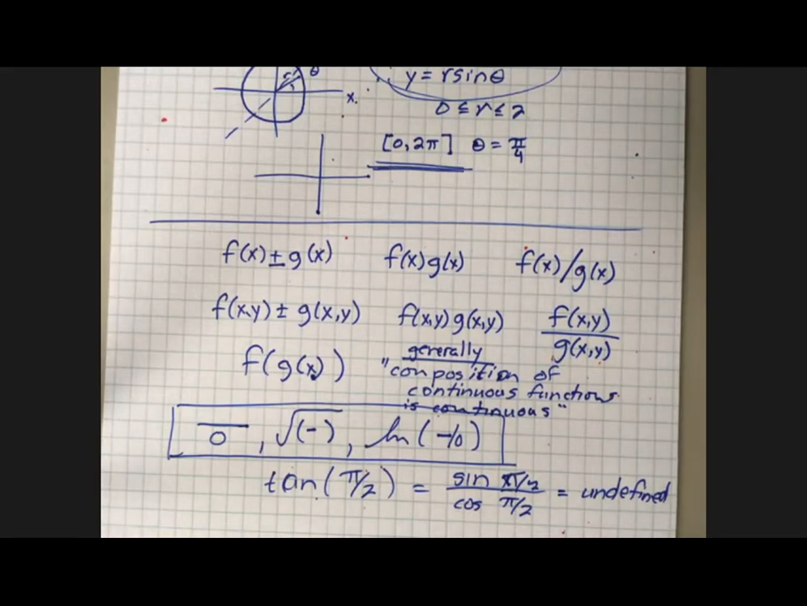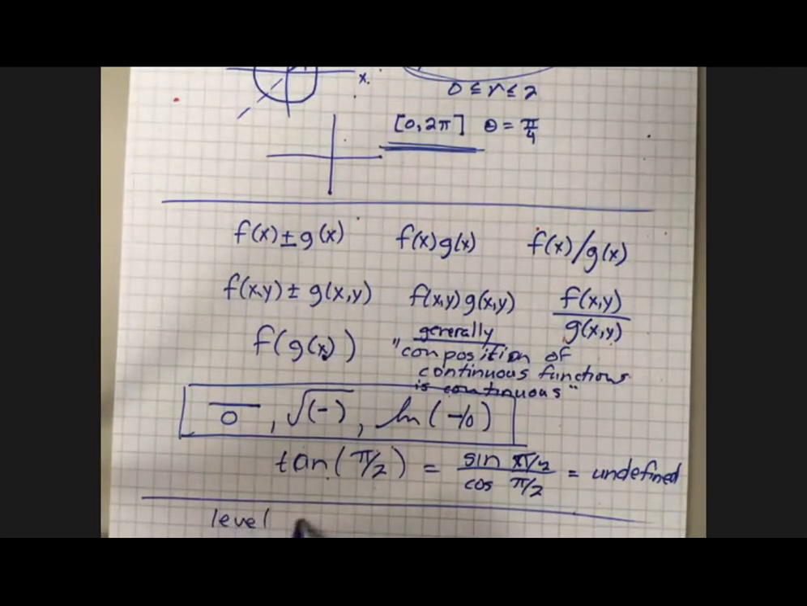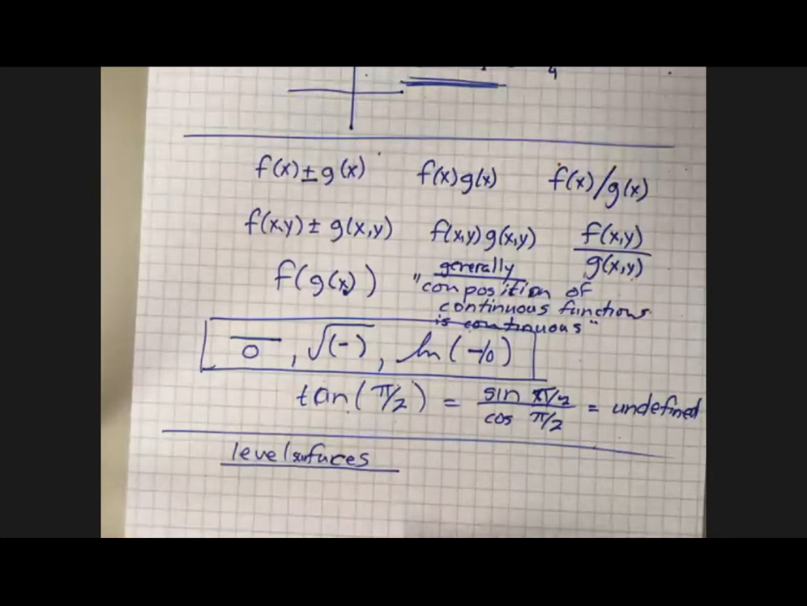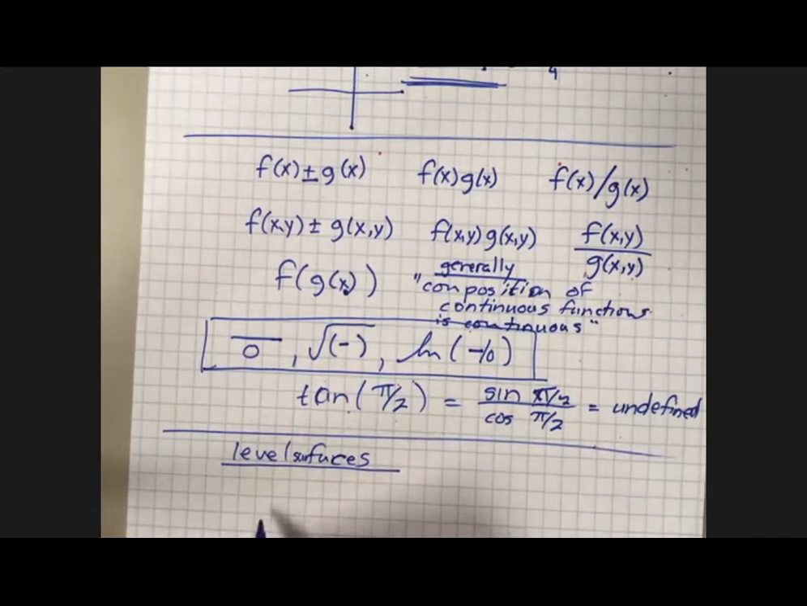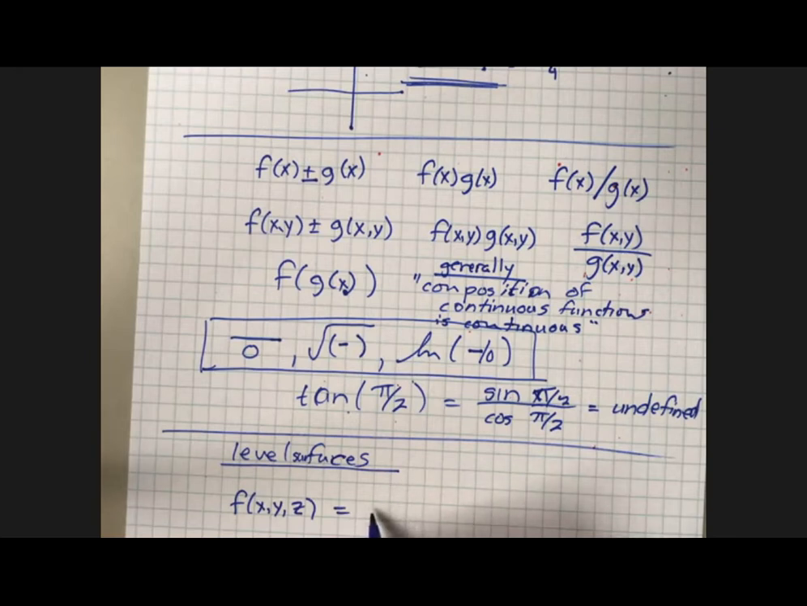Okay, let's expand this. Functions of several variables. How about let's expand this to level surfaces? I made some progress with level curves. What's a level surface? Let's say that I have this function, f of x comma y comma z equals 3x squared plus 4x plus 4y squared plus z squared.